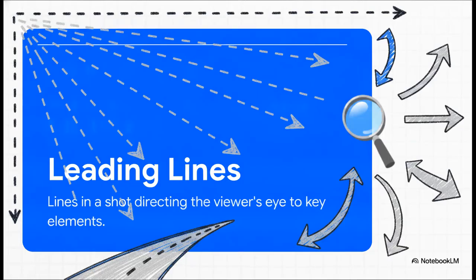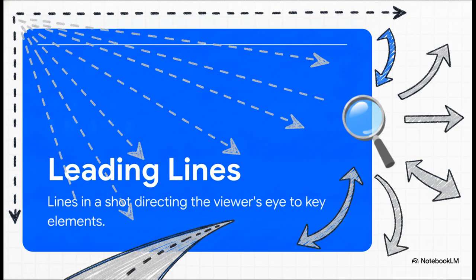But beyond grids, we also have leading lines. Think of these as actual or even imaginary lines in a shot that intuitively direct the viewer's eye toward your key elements. They're basically the architectural or environmental pathways that you use to physically draw a map for your audience's eyes to follow.